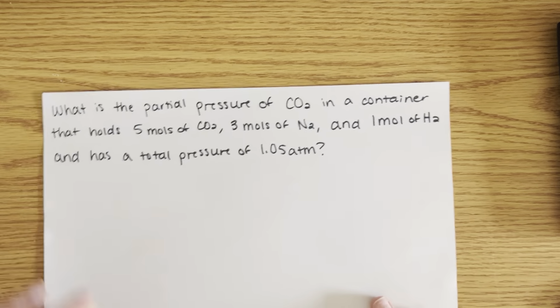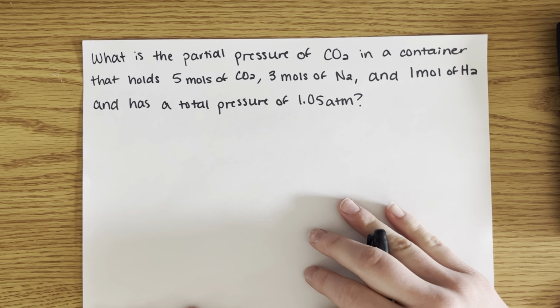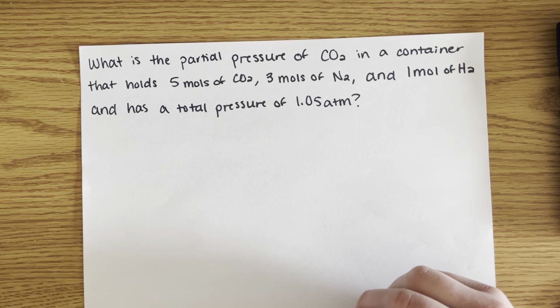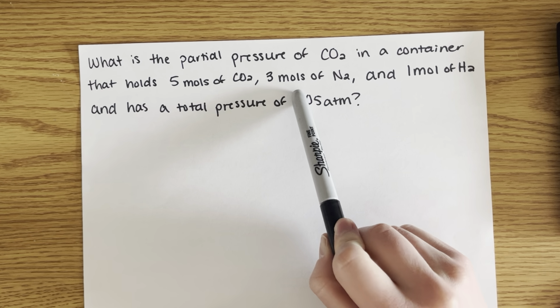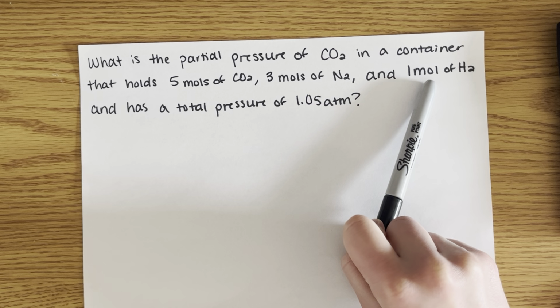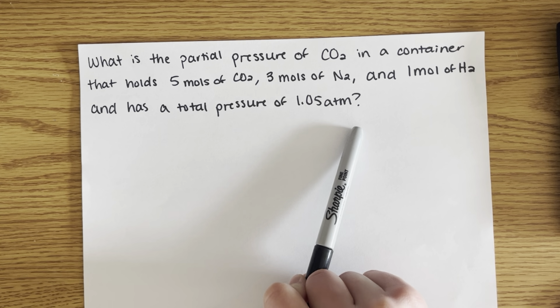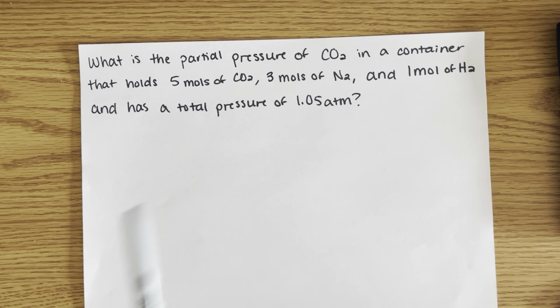So let's do another problem. This is kind of a word problem where you're going to have to pick out the important information. So what is the partial pressure of CO2 in a container that holds 5 moles of CO2, 3 moles of N2, and 1 mole of H2, and has a total pressure of 1.5? So that's a lot of information in this problem. So let's pick and choose what information is useful and where it would go in our formula.